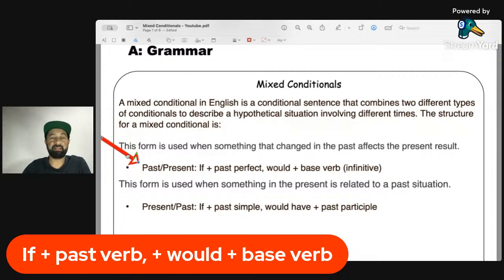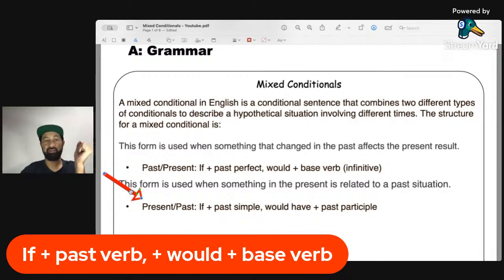The second type we'll follow today is going to be right here. This is when something in the present is related to a past situation. So how do we make that? How do we combine two different conditionals? We're going to have if and past simple. Then we're going to have would, have, and the past participle.